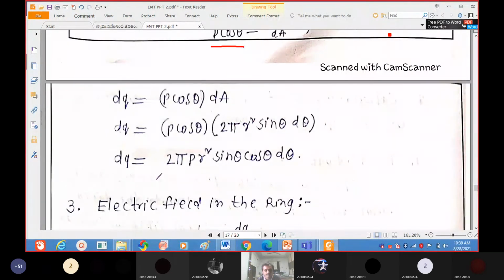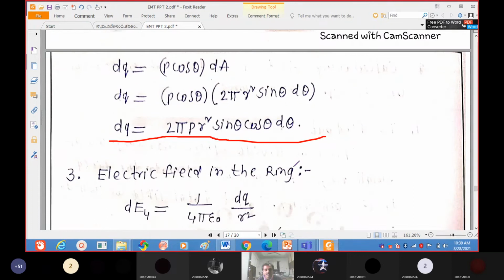Now the resultant charge dq is equal to 2 pi P r square sin theta cos theta d theta. This is the dq, the small charge. Due to the small surface area dA, there will be a charge dq, and that dq is equal to 2 pi P r square sin theta cos theta d theta.